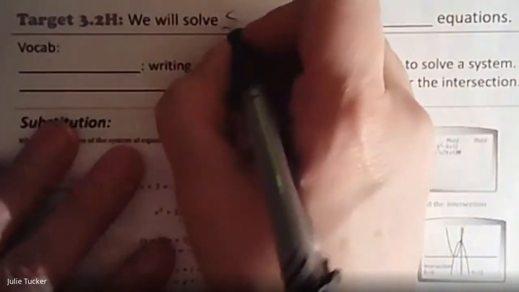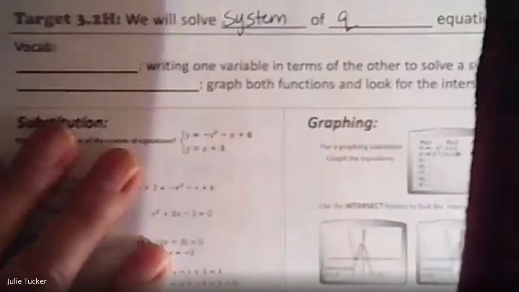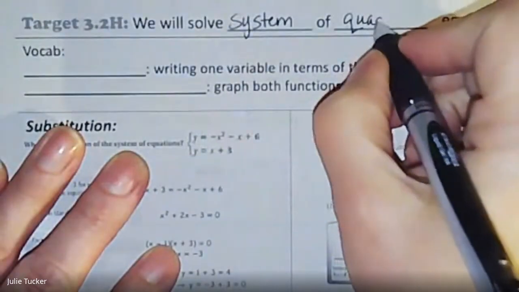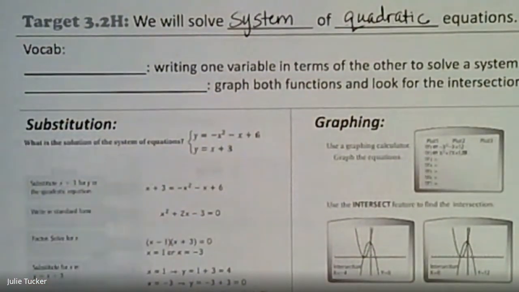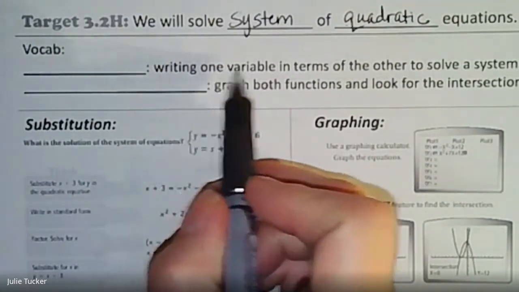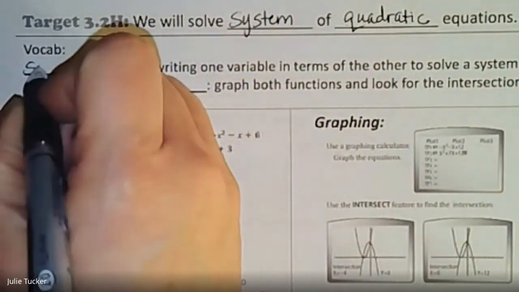A system of quadratic equations. Oh, I need the light. There, a system of quadratic equations. So that means it's going to have one or maybe even two quadratics in the system together. Writing one variable in terms of the other to solve a system, that's substitution.